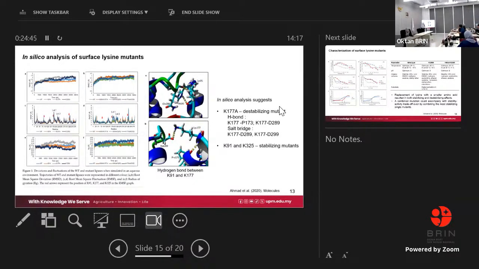For lysine 91 and lysine 325G, when we ran the simulation, we found that these two mutants have improved stability and also rigidity.